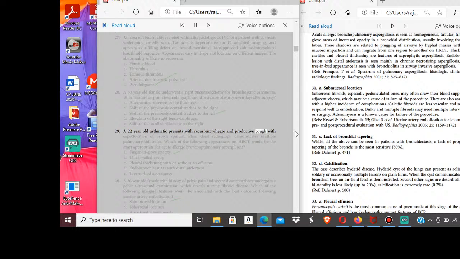Presents with recurrent wheeze and productive cough with expectoration of brown sputum. Plain chest radiograph demonstrates multiple pulmonary infiltrates. Which of the following appearances on HRCT would be the most appropriate for acute allergic bronchopulmonary aspergillosis? A. Finger-in-glove opacity. B. Thick-walled cavity. C. Pleural thickening with or without an effusion. D. Endobronchial mass with distal atelectasis. E. Tree-in-bud appearance.